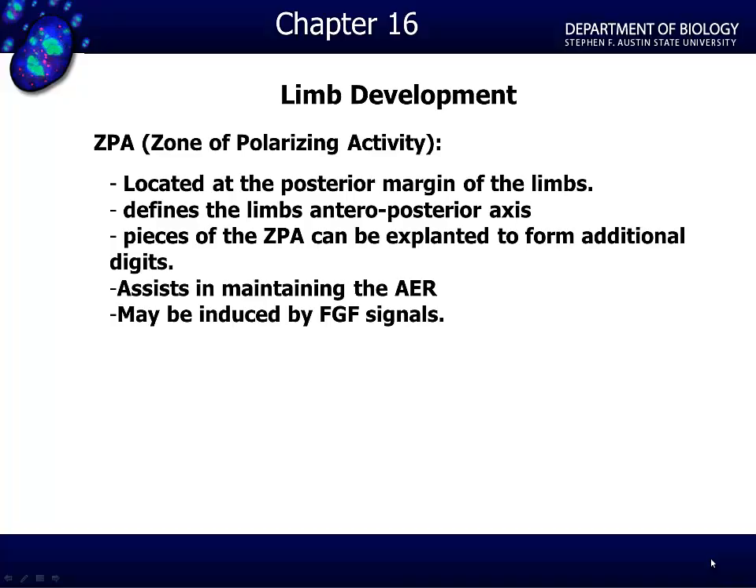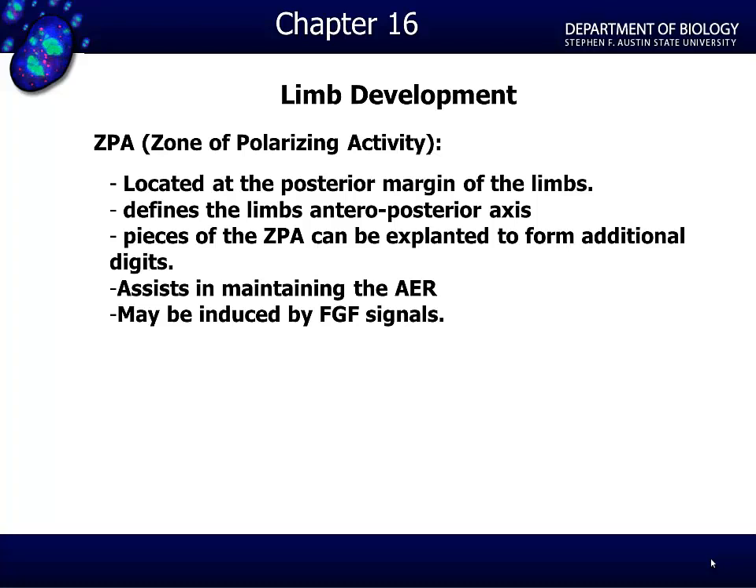Let's turn our attention now to the ZPA, zone of polarizing activity. We've already mentioned that it is in this posterior margin of the limbs, again, like I like to refer to as the armpit region. And this is thought to define the anterior-posterior axis. So this is going to define what is a thumb, what is a pinky.